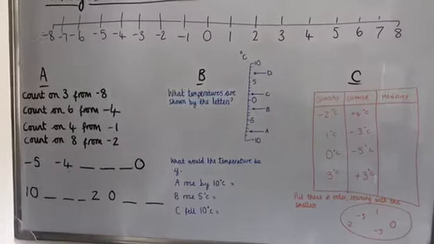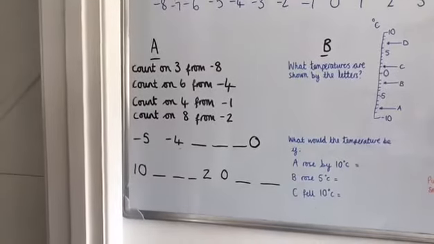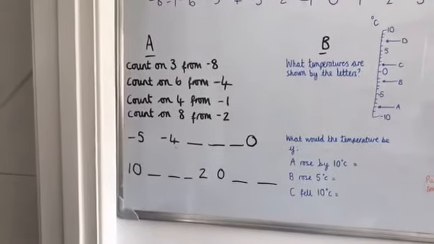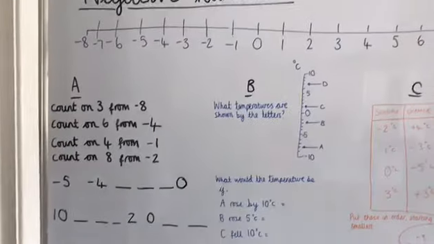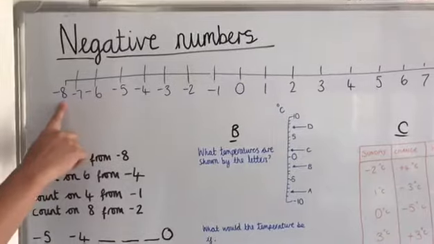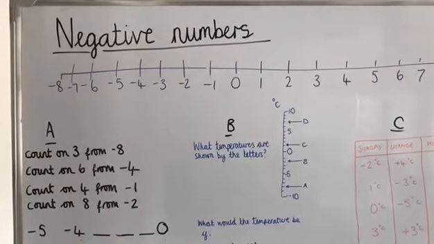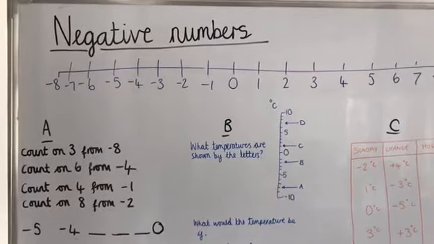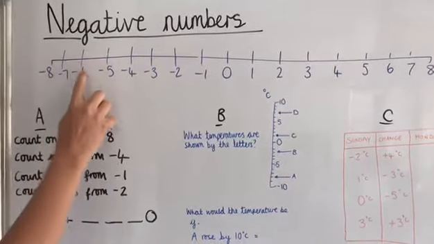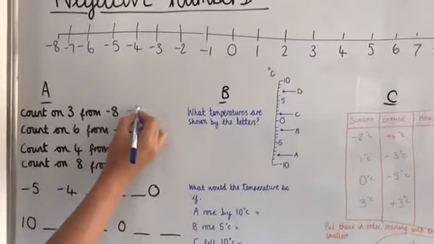So let's start with section A. So the first question says, count on 3 from -8. So let's do this one first together. So I need to find -8 on my number line. Here it is. And I'm counting on 3. And we really need to be careful when we're counting on that we don't count until we jump. So for example, like this. 1, 2, 3. The answer is -5.